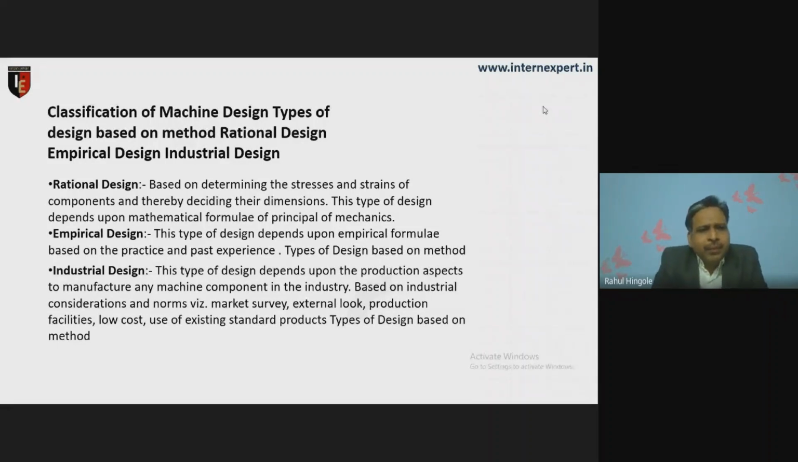The third part will come, the industrial designs. This type of design depends upon the production aspects, the manufacturing of any components of the machine. It is based on the industrial considerations, market survey, external look, production facilities, cost effectiveness. So a lot of things are there in the industrial design.